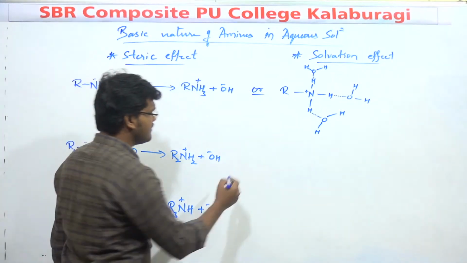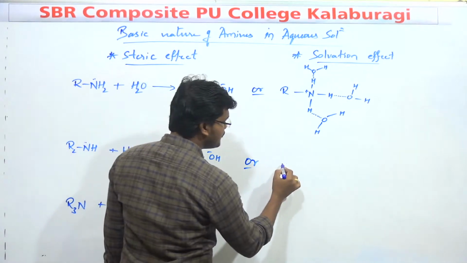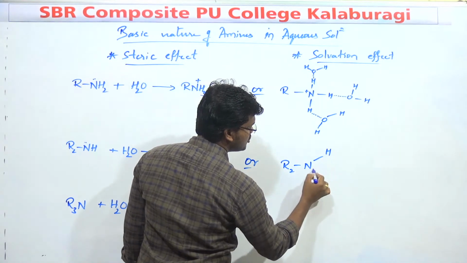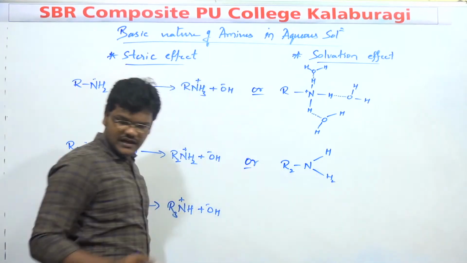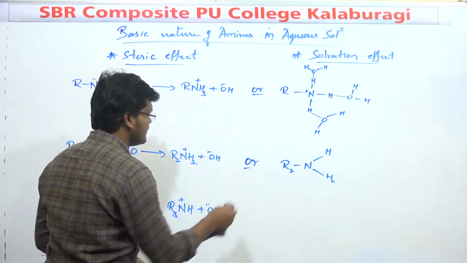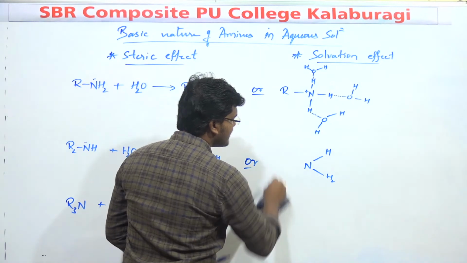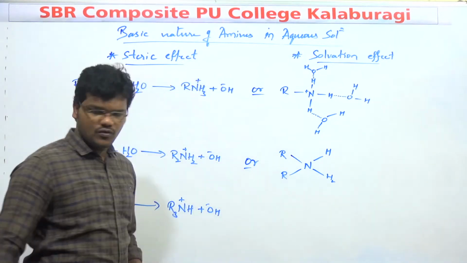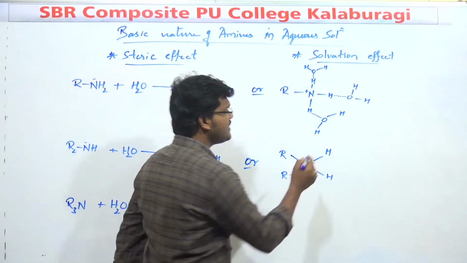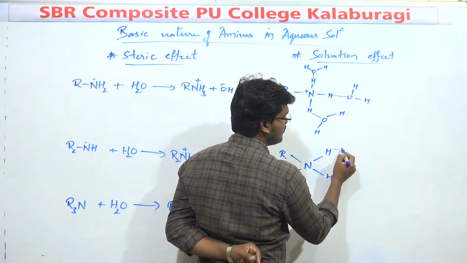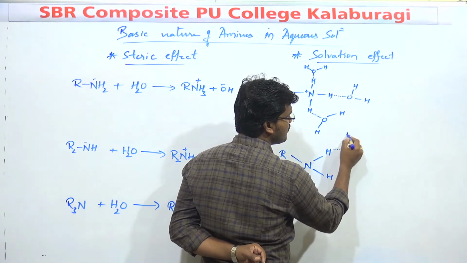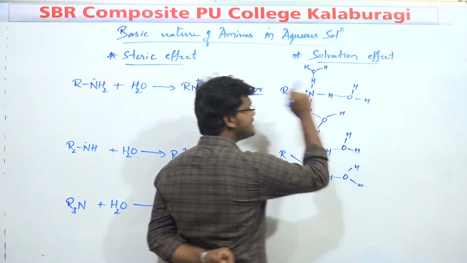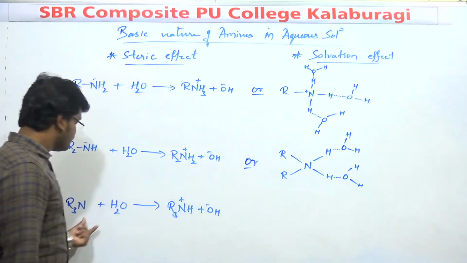So let us go for this one now. This can be written as R2NH2. This R2 is nothing but R and R. Here there are 2 hydrogens, so it can form 2 hydrogen bonds, binding with 2 water molecules. Let us go for the third one, R3NH.